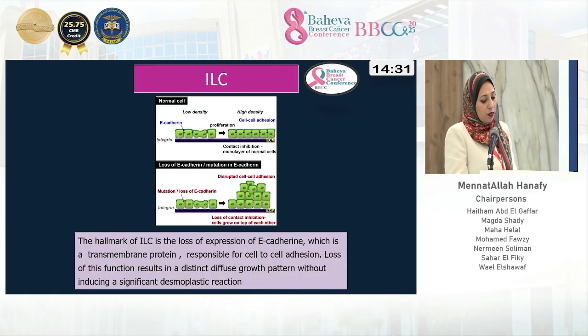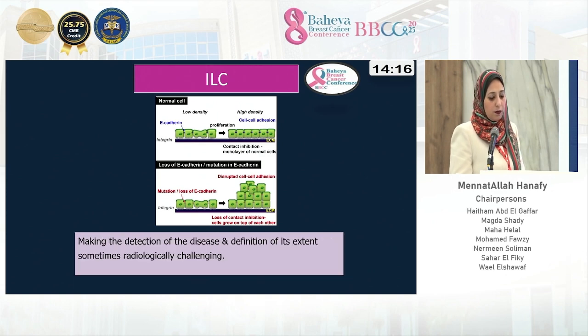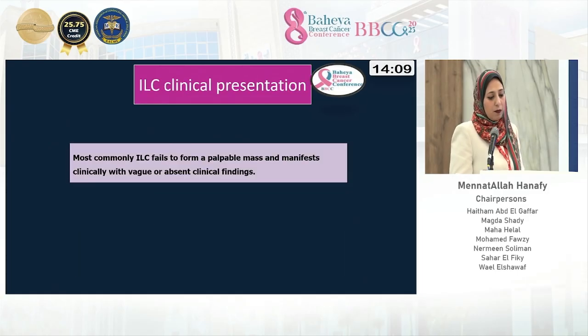The hallmark of invasive lobular carcinoma is loss of expression of E-cadherin, which is a transmembrane protein responsible for cell-to-cell adhesion. Loss of its function results in a distinctive, diffuse growth pattern without inducing significant desmoplastic reaction, making the detection of the disease and definition of its extent sometimes radiologically challenging.